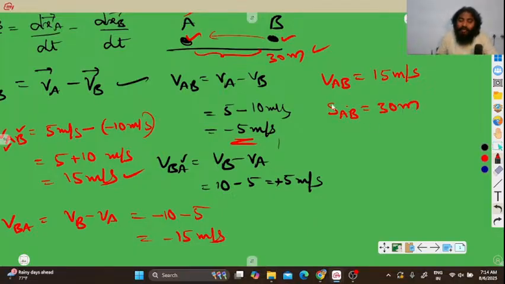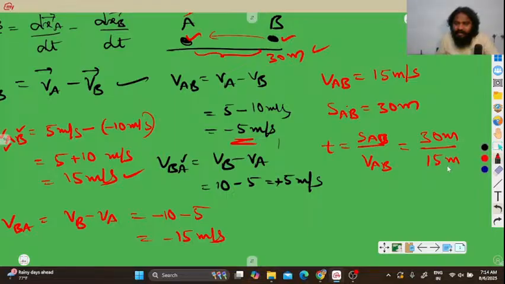Okay, now time is equal to distance by speed. Now relative distance by relative speed. What is relative distance? 30 meters by what is it, 15 meters per second, right? Now it will cancel, 2 times, then it takes 2 seconds. It takes both the objects 2 seconds to meet each other, right?